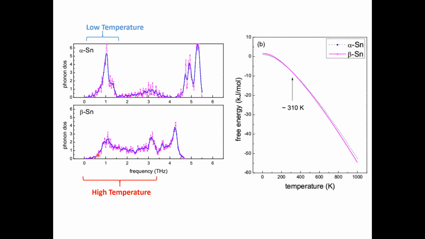And so what that means is that beta tin is a higher entropy structure at higher temperatures. Okay? Beta tin is a higher entropy structure. And what that means is if I look at the free energy, so this is like a Gibbs free energy of alpha tin versus beta tin, because beta tin has high entropy at higher temperature, even though alpha tin is the low enthalpy phase, at high temperature, the entropy of beta tin wins over, and there's a crossover in their free energy curves at around 310 K, which is supposedly the phase transformation temperature.